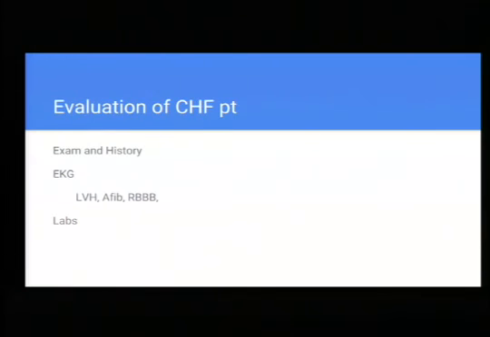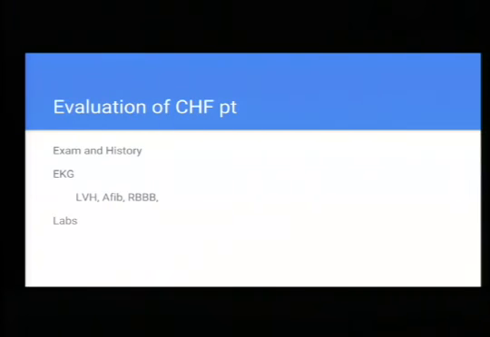So you arrive and evaluate a patient with CHF. Get in your exam and your history. You want to know, is this new? Did this happen suddenly? Did it happen gradually over the last few weeks? Have they had a history of it? And then your exam. They have JVD. Do they have rales? Decreased breath sounds? Are they working to breathe?